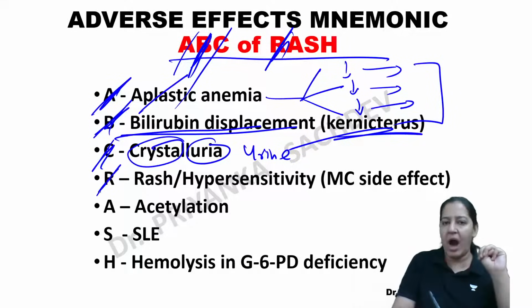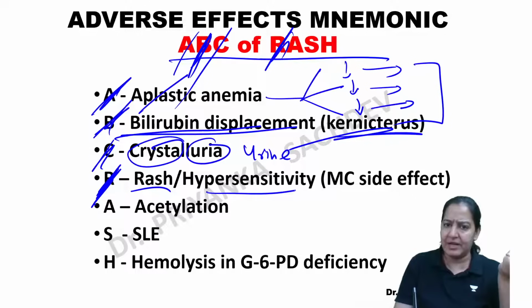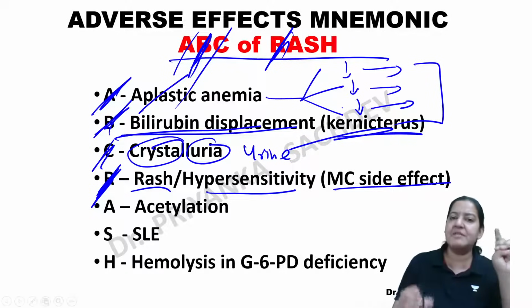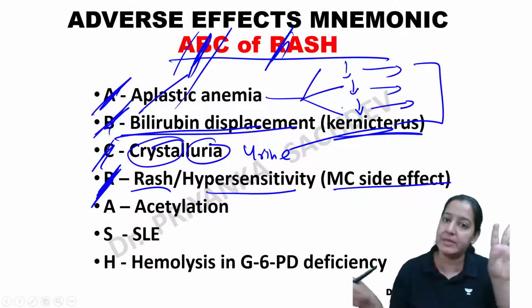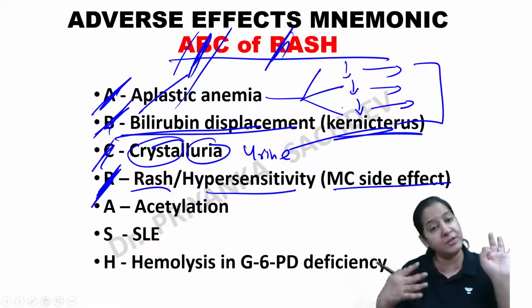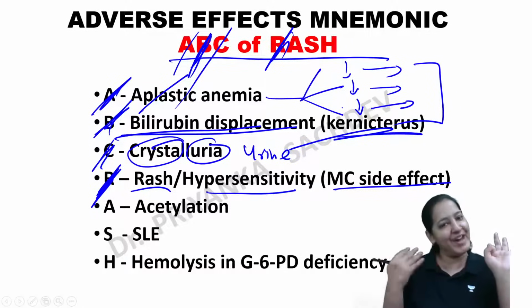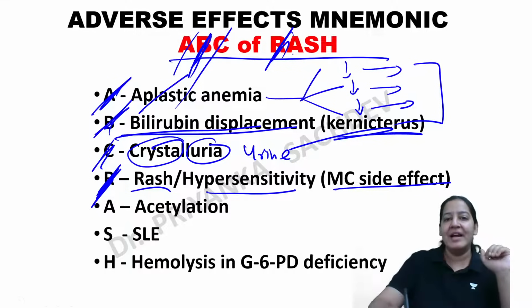R for rash. You know R for rash. Rash means hypersensitivity. It is the most common side effect. Hypersensitivity is a side effect of by default all antibiotics. Even if no other adverse effect comes, hypersensitivity, allergy and rash happen with everyone, right? One of the side effects.